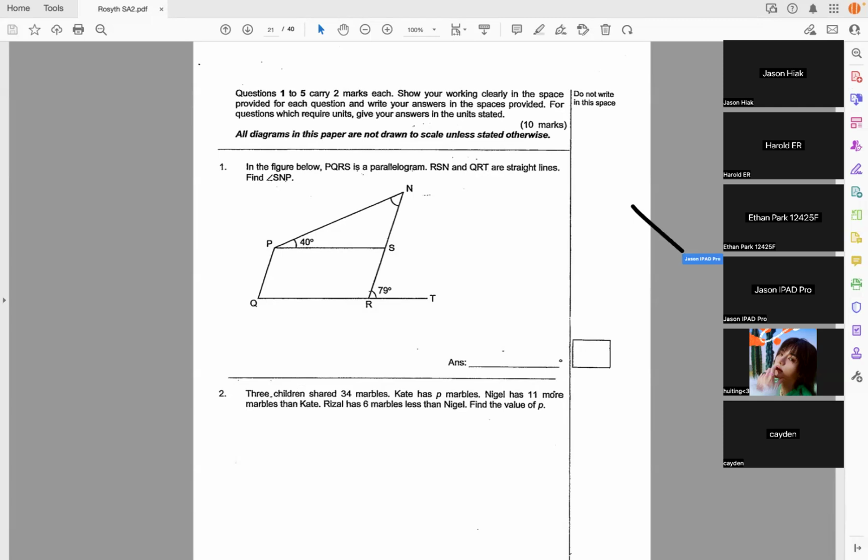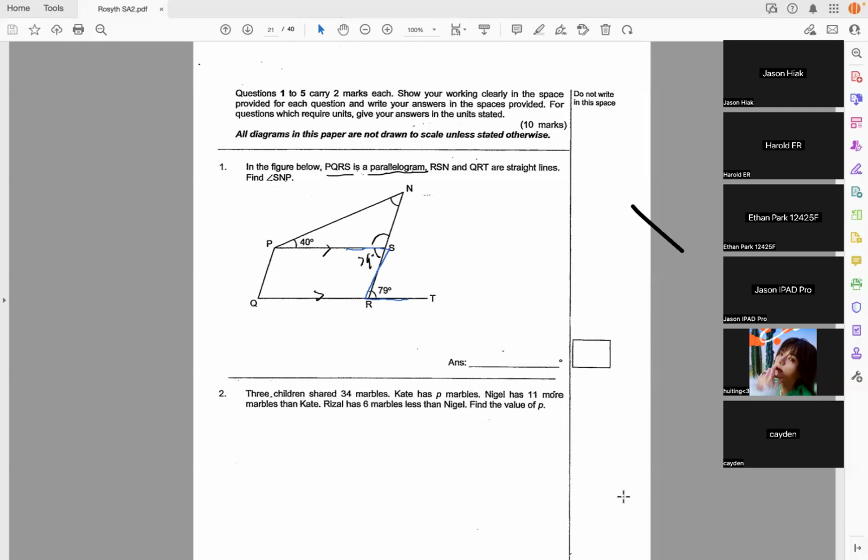Okay, the first angle we're going to find is angle PSR, this angle. Because the question says PQR is a parallelogram, which means this line is parallel to this line. So can you see there's a little Z here? Which means this has to be also equal to 79. Okay. Next, we'll find this angle.